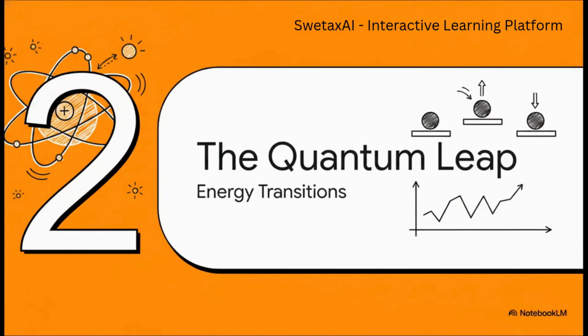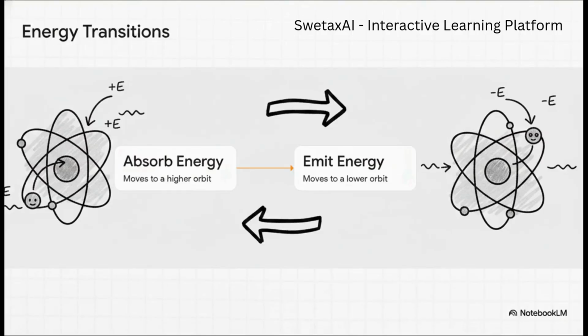Section 2. Making the quantum leap. Highlighting this jumping mechanism is absolutely key because it's the core of what makes Bohr's model so revolutionary. Let's actually walk through the mechanics of a quantum leap. Think of it as a two-way street.